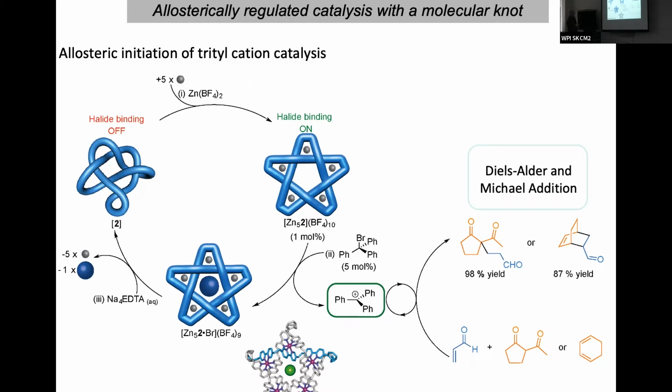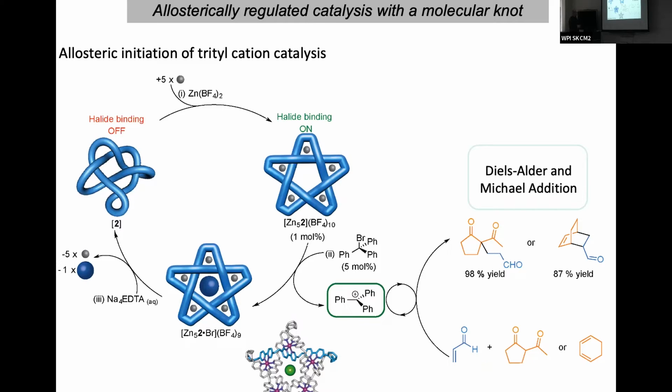And if we've used BF4 ions, they don't go inside. So this has got this empty cavity that's a very strong binder of halides. So if we treat that with an alkyl halide, such as this trityl bromide, the knot here will strip the bromide off this molecule to form the trityl cation, and that trityl cation can be used to do chemistry. So for example, it can be used as a catalyst to promote Diels-Alder reactions and Michael addition reactions. So this knot can actually produce the catalyst for this chemical reaction.